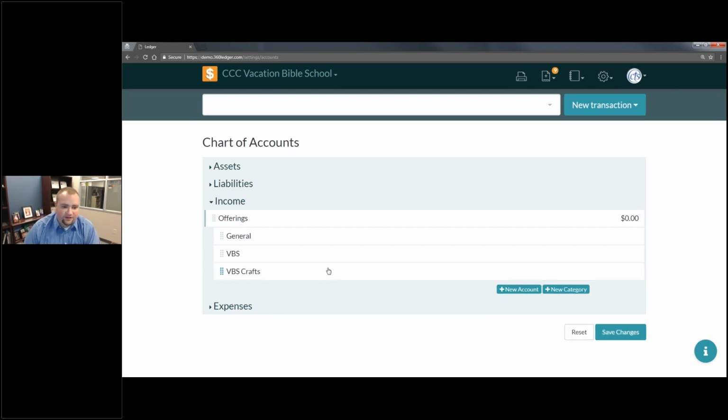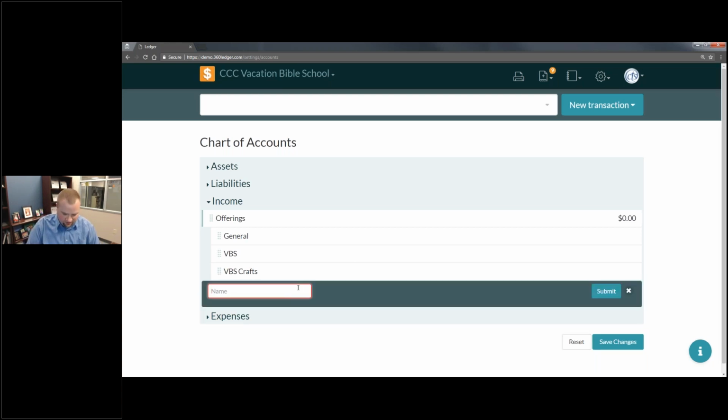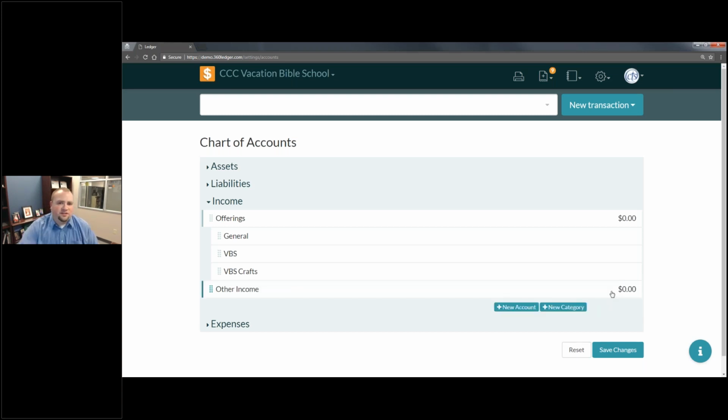So there's offerings. Those are different types of offerings. Now you could add another category, and you could call this income. Well, let's call this other income. When I hear donations, I think gifts. When I hear income, I think earned.